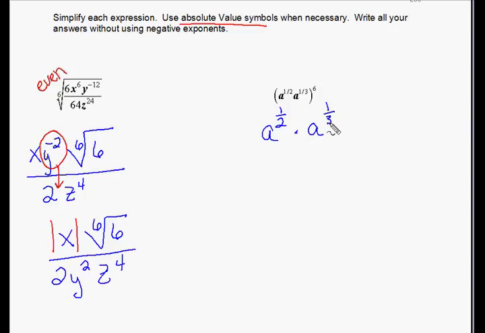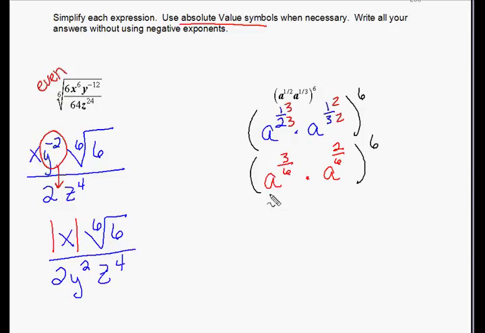But to add fractions, you need a common denominator. The common denominator would be 6, so if I multiply both top and bottom by 3 in that fraction and top and bottom by 2 in that fraction, I'll have a to the 3/6 times a to the 2/6. And let's not forget that all of this is being raised to the 6th power. So we'll leave that in there until we simplified the inside.